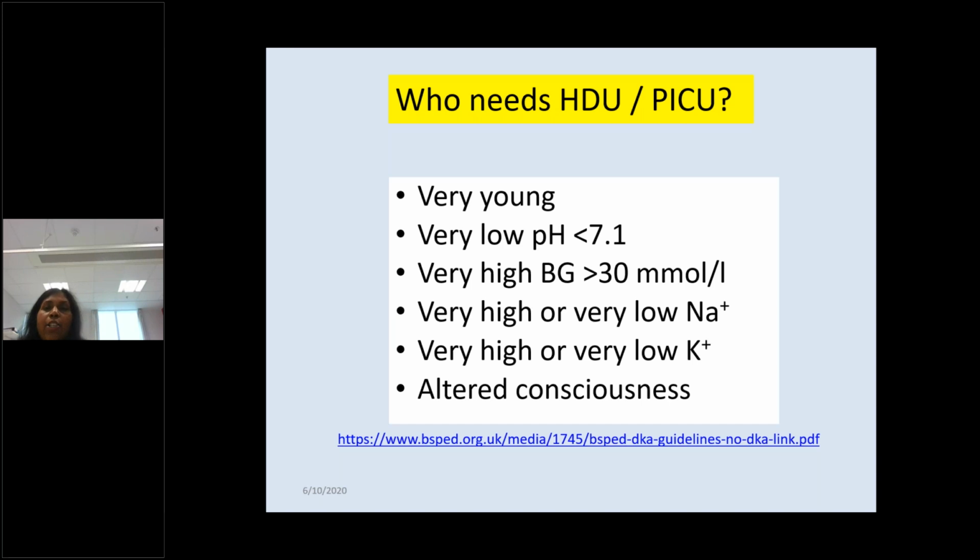So who needs HDU and PICU? Obviously, if they are very young, less than 2 years of age, or where they have severe DKA, pH less than 7.1, or if they have very high BGs at presentation, more than 30 millimoles per liter, or if they have significant electrolyte abnormalities in the form of hypo or hypernatremia or hypo or hyperkalemia. Again, if they have any evidence of impending cerebral edema or altered consciousness.